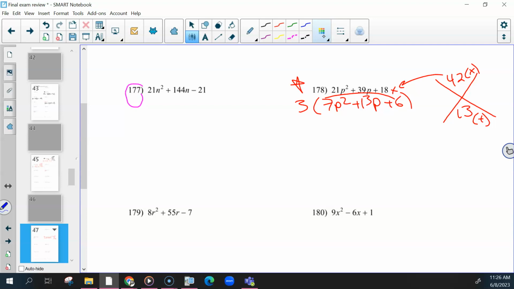Oh, right. So then you're going to rewrite this. Leave the first and last. Rewrite the middle as the two new numbers you found. It does not matter the order. Make sure you have the variable.